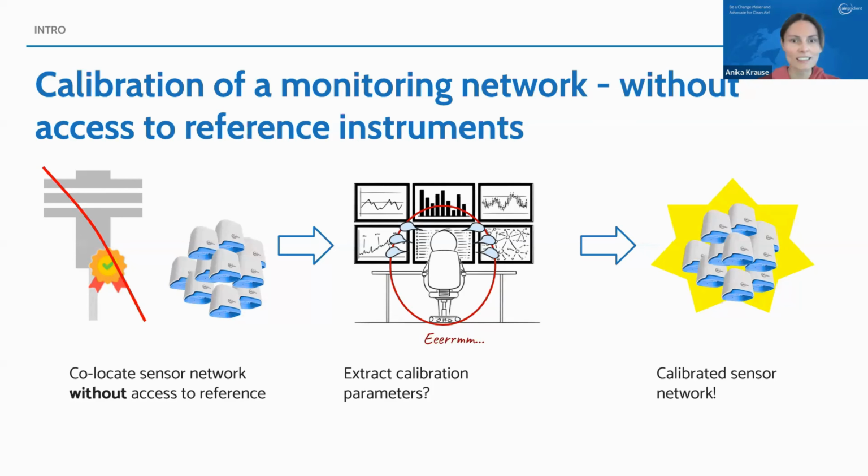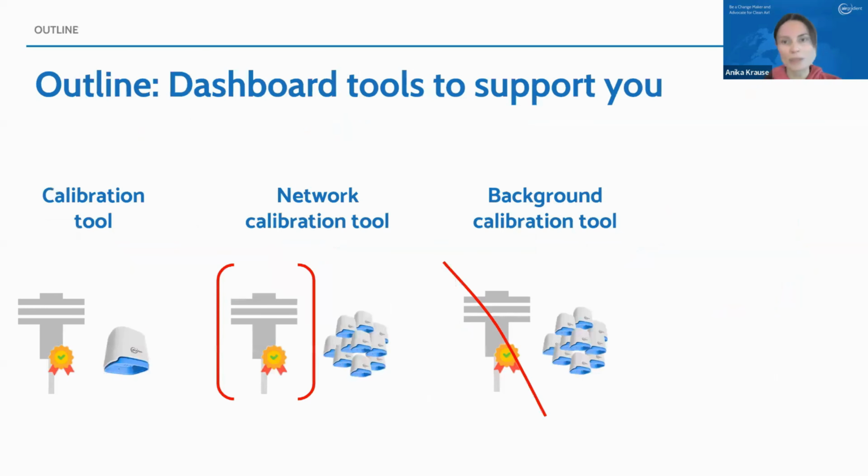So these are the three cases where we have developed or are still developing solutions. I want to introduce you to these three tools here. A calibration tool to calibrate one monitor very easily. Then the network calibration tool, which you can use actually with or without reference, so that's why I put that in brackets. And then another tool that might help you to improve the sensor network performance if you don't have direct access to a reference.